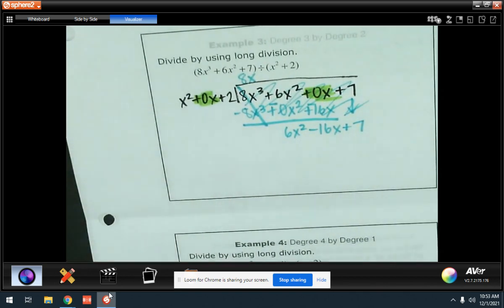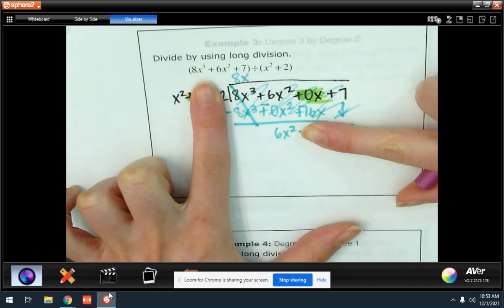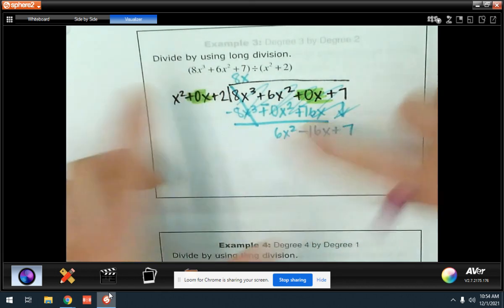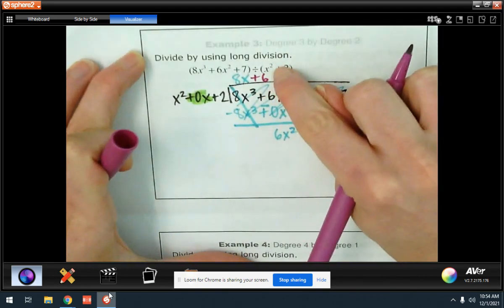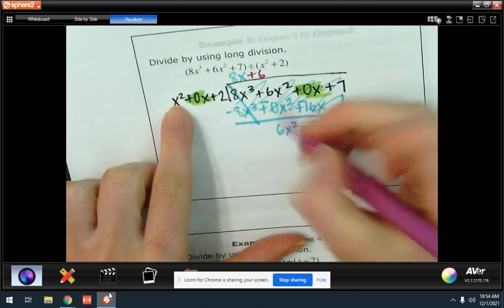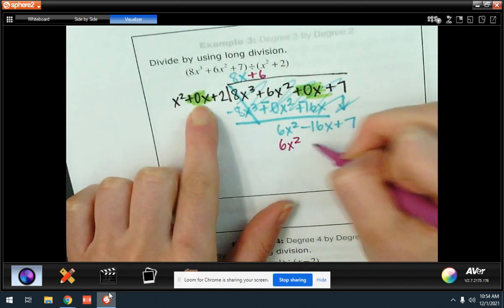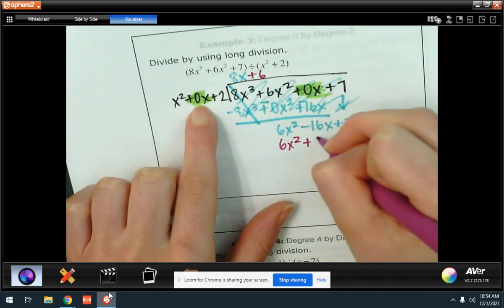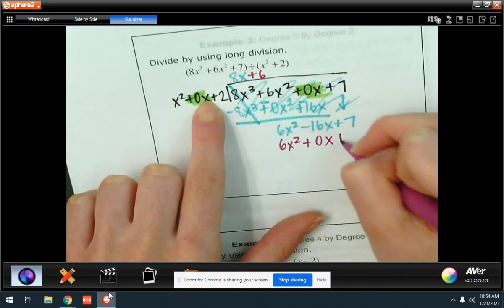Okay, and so now we are at the blue polynomial, and we are asking ourselves, cover up the rest, x squared times what would give me 6x squared? Just 6. So dividing by a quadratic is actually easier because you don't have to go as far. So 6 times x squared is 6x squared. 6 times 0x is 0x, so plus 0x. And then 6 times 2 is 12.